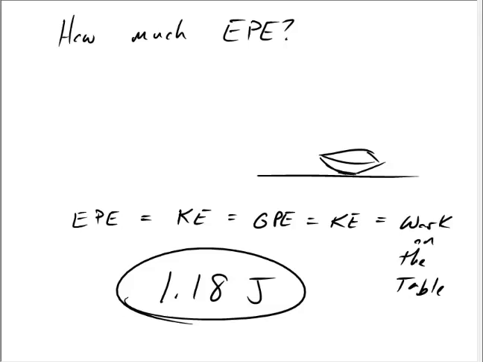Now the book goes on and it talks about spring constants and the elastic potential energy equation. I think at this point you can work your way through that since we've given away the heart of the thing, 1.18 joules. And I encourage you to work your way through the rest of sample problem 1 and take a look at sample problem 2.